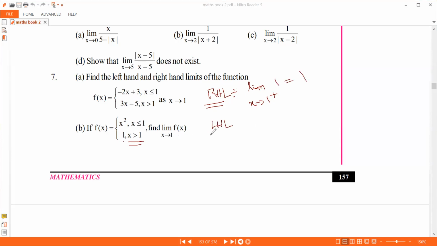The LHL thing we have to do. So that is limit x tends to 1 minus, and then take this one, less than 1. 1 minus means less than 1. So x square, and when you plug in 1, you get 1 anyway. So you have the scenario LHL is equal to RHL. Limit exists at x equal to 1.